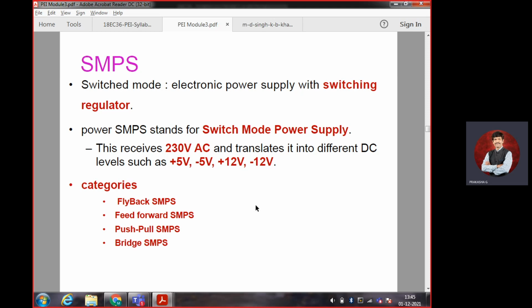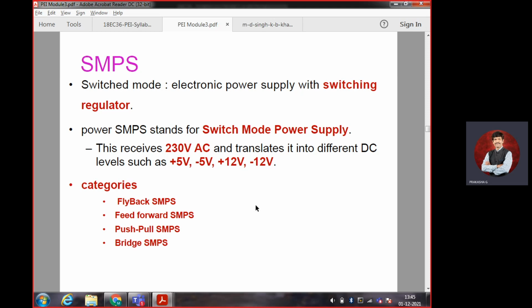Okay, so now we are supposed to know what the types of SMPS are. SMPS is a converter. It's basically a converter, converting AC to DC. So it's not an inverter. It's a converter. AC is taken as an input and converted into the required DC.